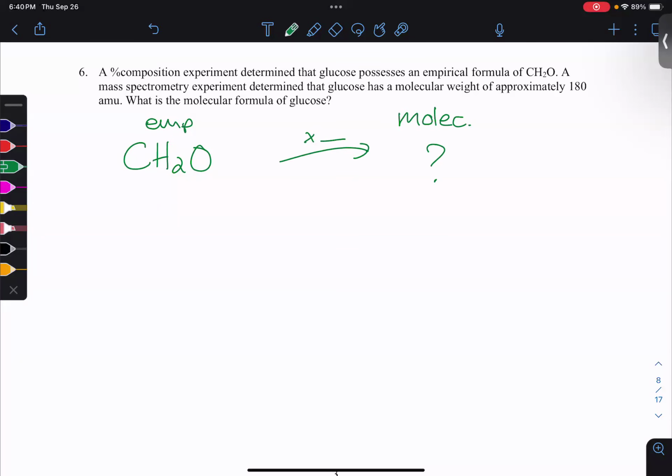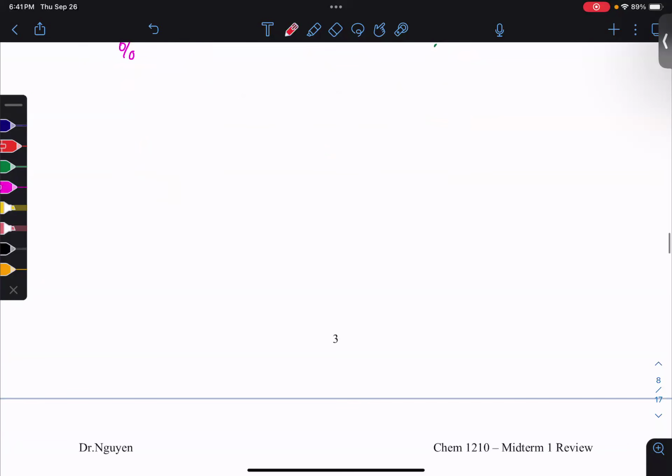So we actually need another experiment. Percent composition data will give us the empirical formula, but in order to get the molecular formula, we need something else. We need the experiment mass spectrometry. That allows us to determine what is the full molar mass or weight of the molecule itself. And that will help us figure out what is the multiplier between the empirical to the molecular formula. Let me give you an example of, I guess, something a little bit easier.